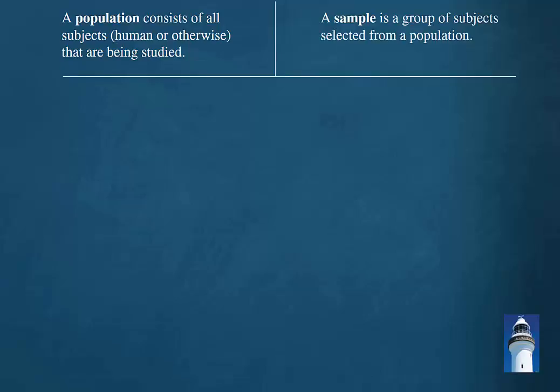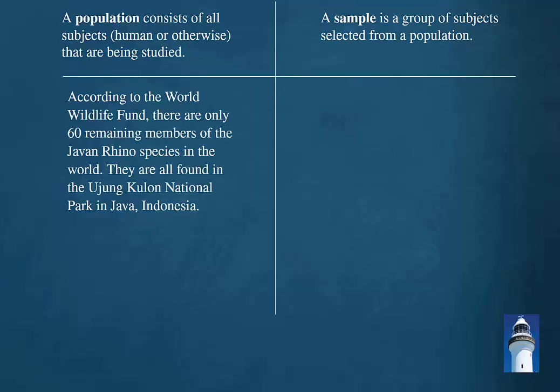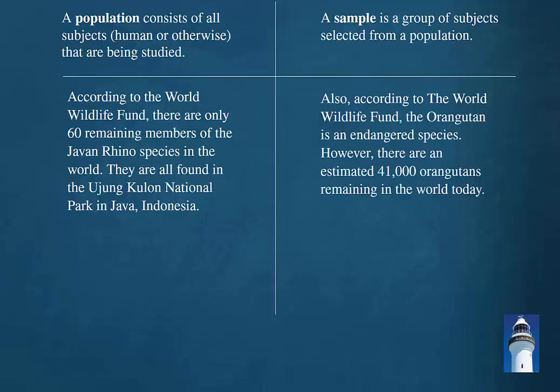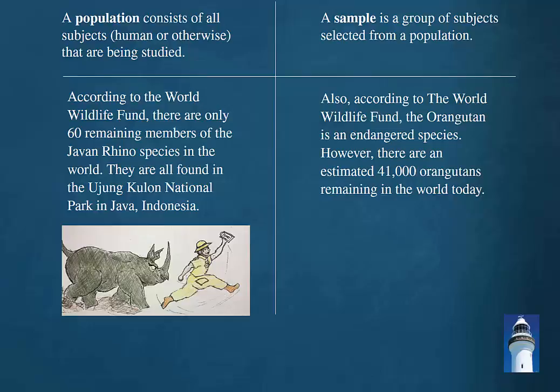A sample is a group of subjects selected from a population. According to the World Wildlife Fund, there are only 60 remaining members of the Javan rhino species in the world. They are all found in the Ujung Kulon National Park in Java, Indonesia. Also, according to the World Wildlife Fund, the orangutan is an endangered species. However, there are an estimated 41,000 orangutans remaining in the world today.